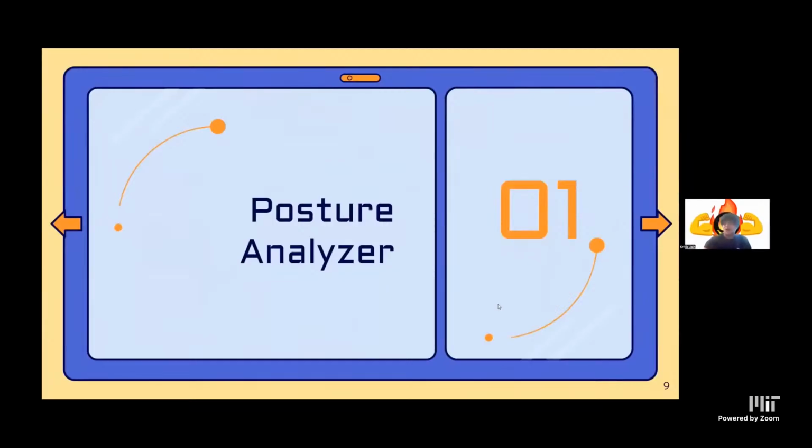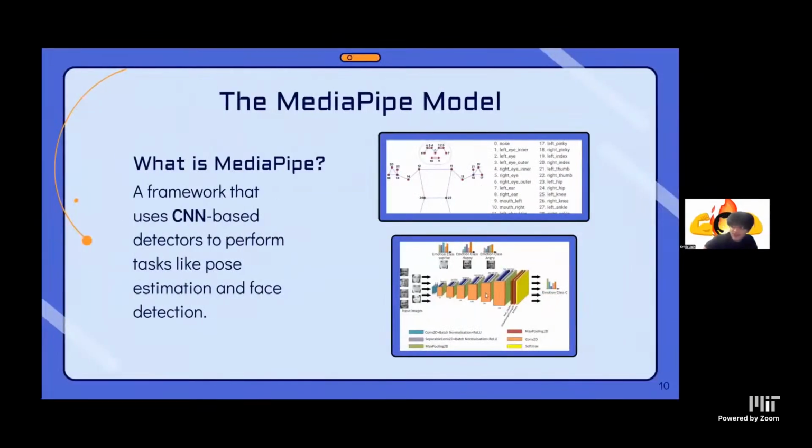First, we developed the posture analyzer, which monitors sitting positions in real time to detect poor posture. We utilize Google's MediaPipe framework, specifically the pose module. MediaPipe uses deep learning models, specifically CNNs, to detect key human body landmarks directly from video input.